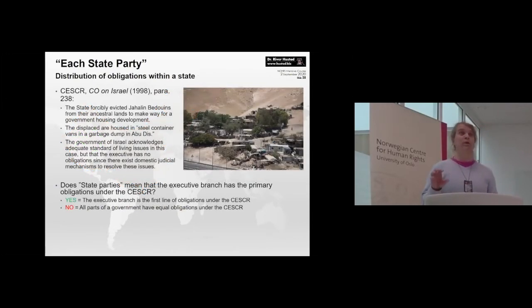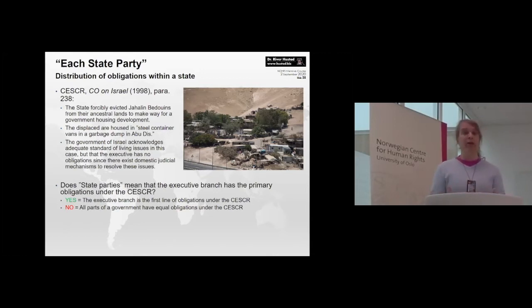So also just trying to define that each state party, what does that mean? Does that mean just the executive branch or the judicial branch, the legislative branch? What does that mean? In a situation in Israel, the committee looked at a group of people, a minority group, who had been moved from one place to another by the state of Israel.